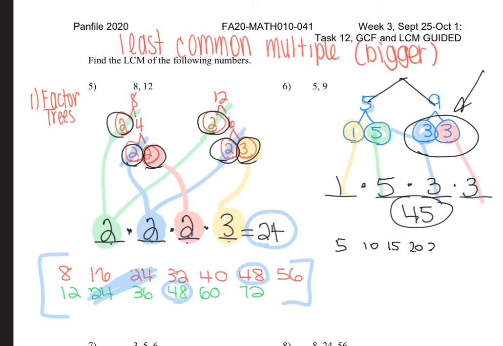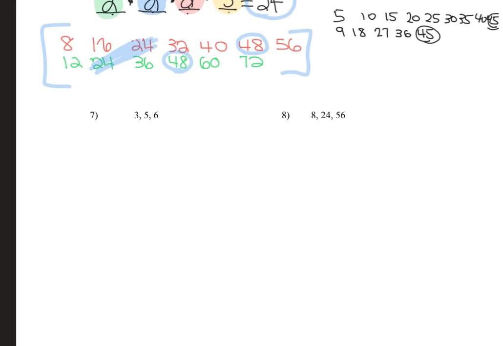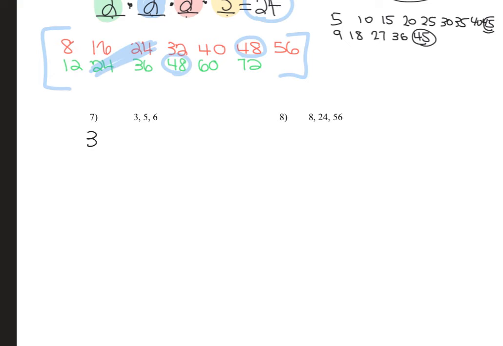15, 20, 25, 30, 35, 40, 45, 9, 18, 27, 36, 45. There's my 45 and my 45, so I'm good to go. All right, so now I have 3 numbers. So I have 3, factor tree, 1 and 3, 1 and 5, 6, 2 and 3.